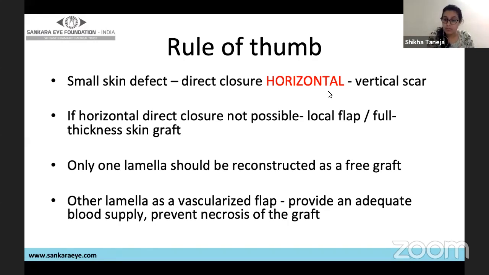A graft can be placed over a flap. A flap over a flap is possible. But a graft over a graft is not possible because a graft is an avascular structure. It derives its nourishment and vascularity from the recipient bed. So we need to have a vascularized base for a graft to survive on.